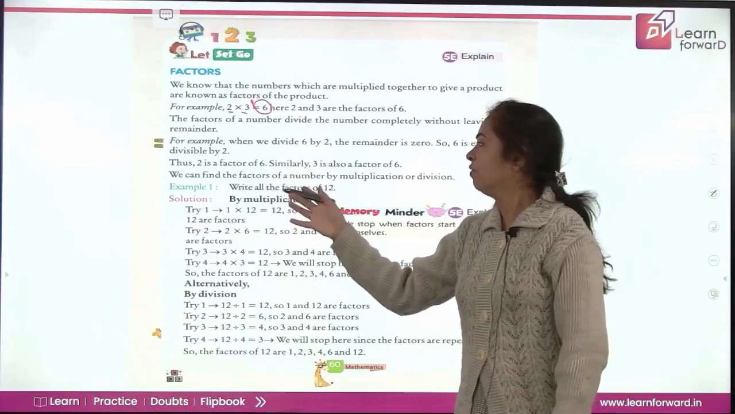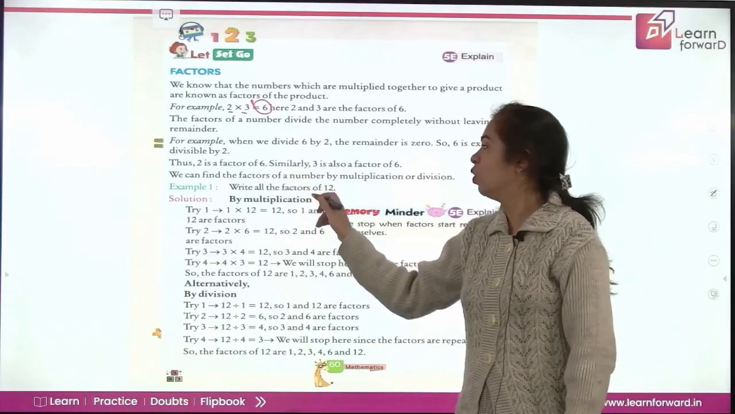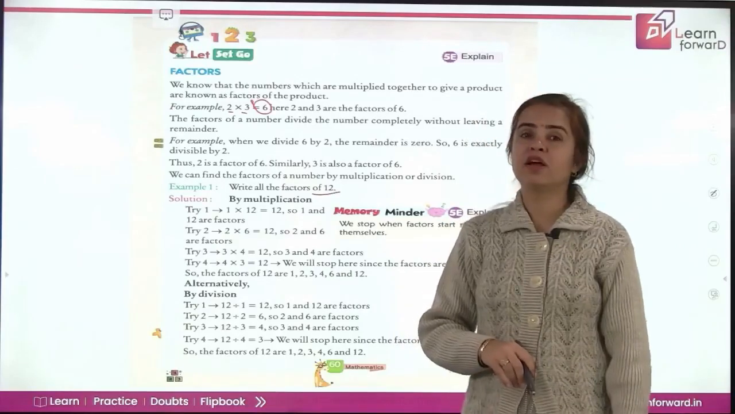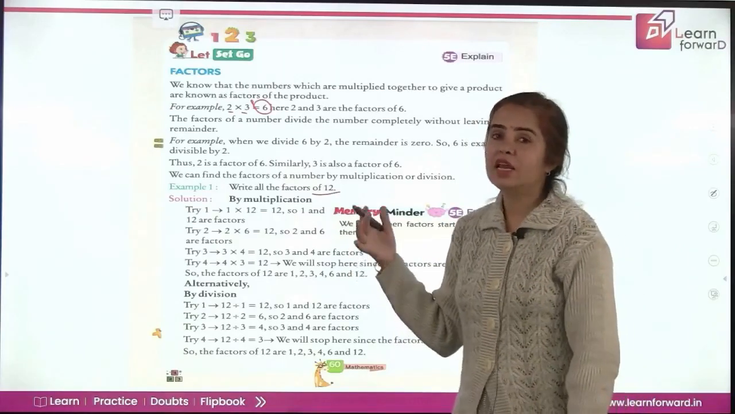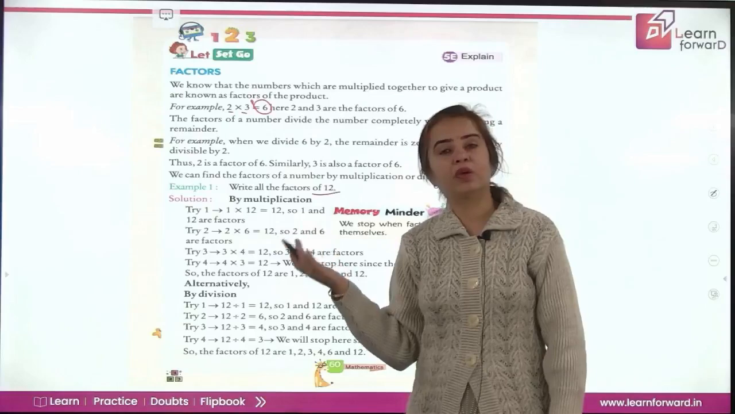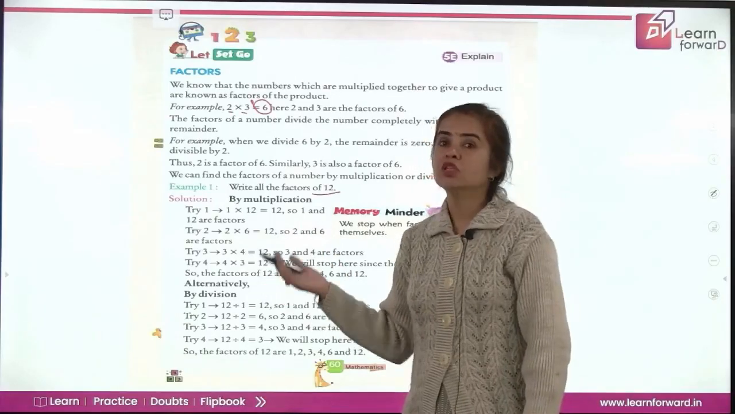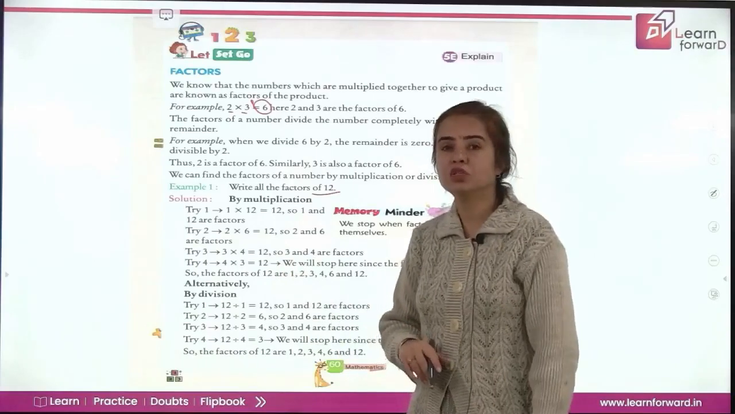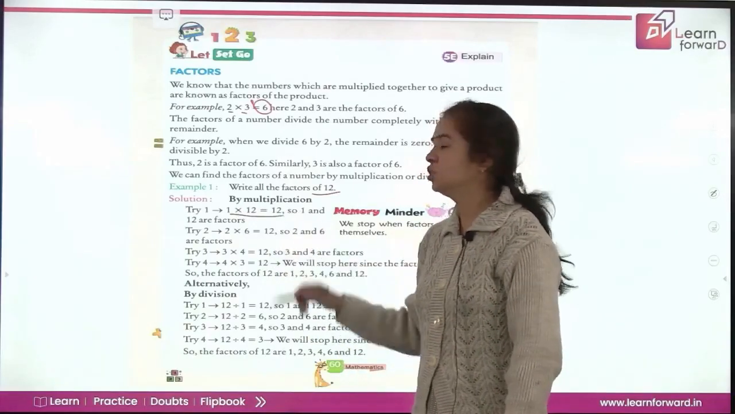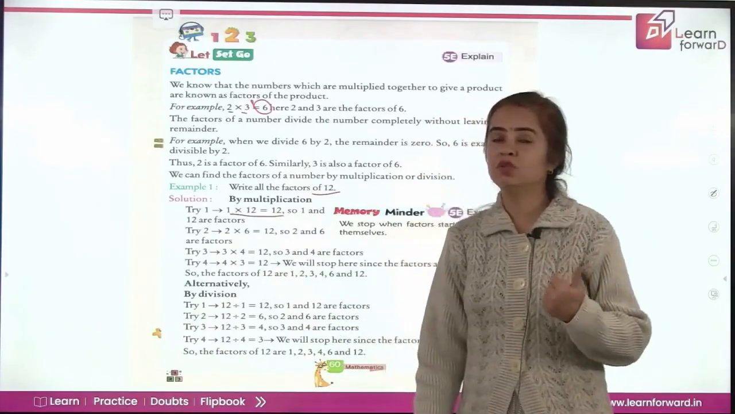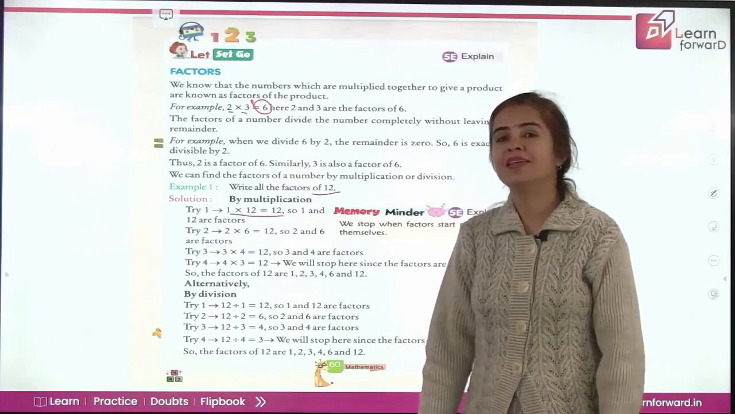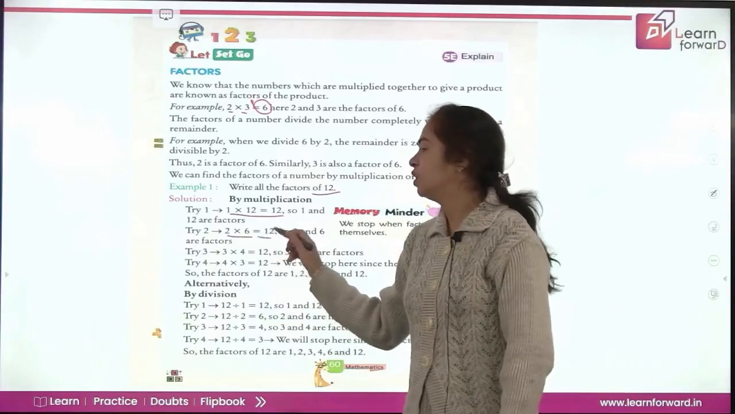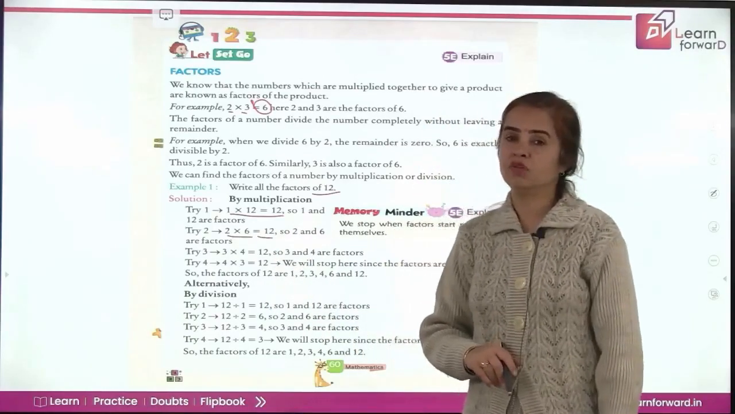Now we have an example for you. Write all the factors of 12. So what's an easy way to write the factors of 12? Let us see in how many tables and by multiplying which numbers do you get 12. The first possible combination is 1 times 12 is 12. So this is one combination. Then read the table of 2. Do you get 12 there? Yes. 2 times 6 is also 12. So this is another combination for 12.